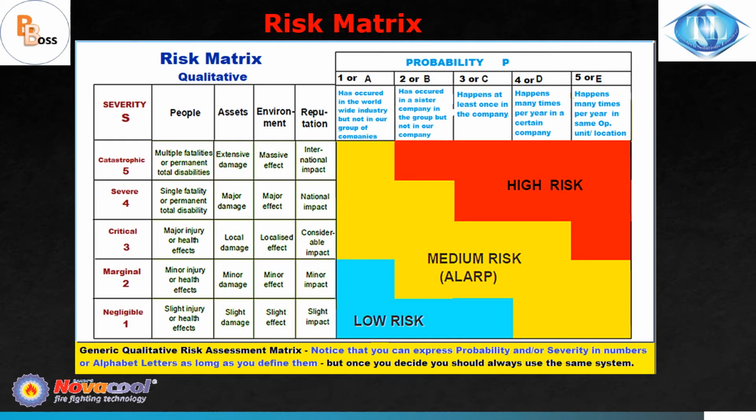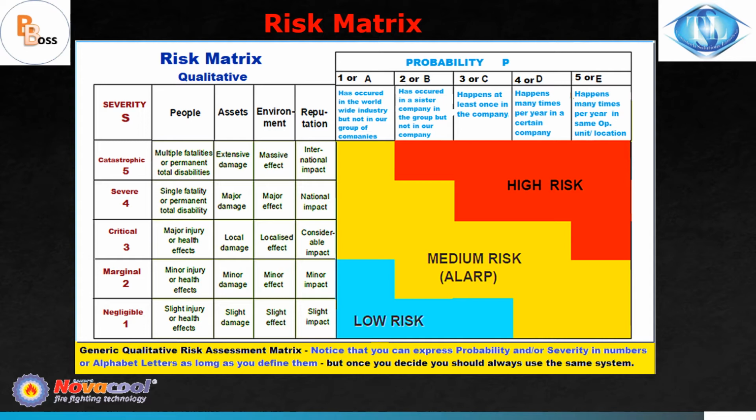Okay, here is the matrix. Let's apply what we just said on the actual matrix. First, the probability was 3 or C, happened once in a year. And the severity was 5, a multiple fatality, if you look under people. And you can see in that severity that we have columns for assets, environment and reputation, that is PEAR, what we discussed in building block number 1. So the matrix can also be used for assessing the risk to environment, to asset and to reputation.